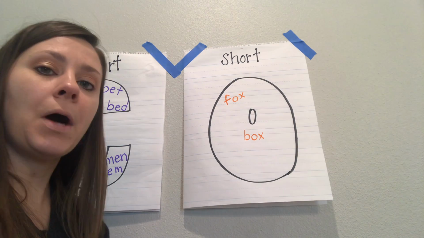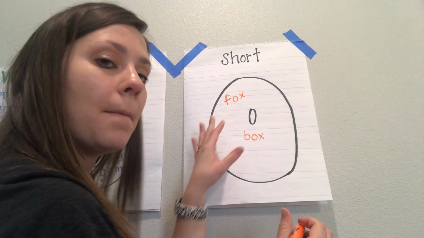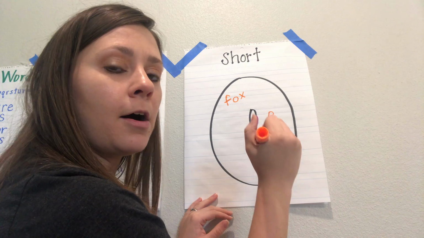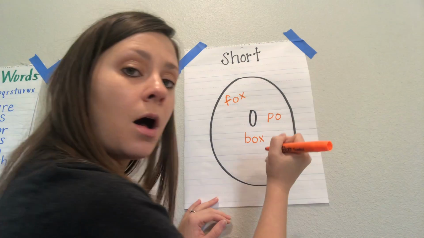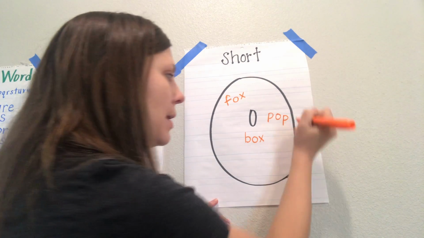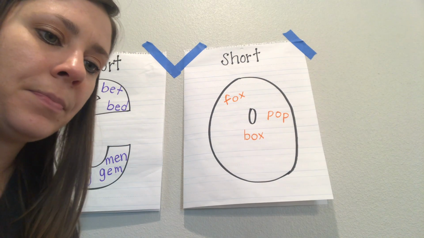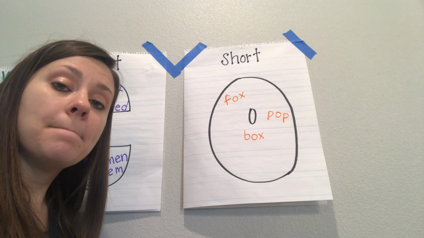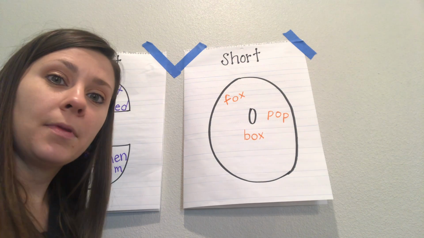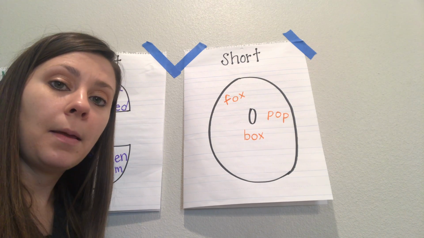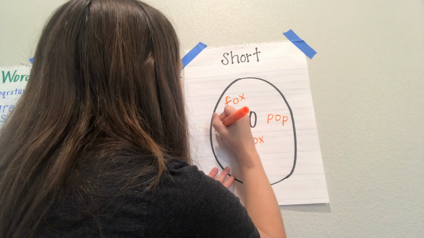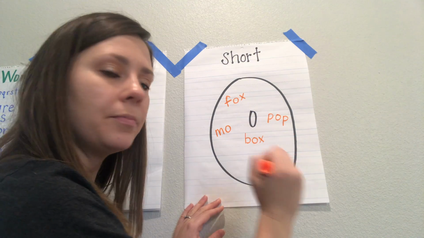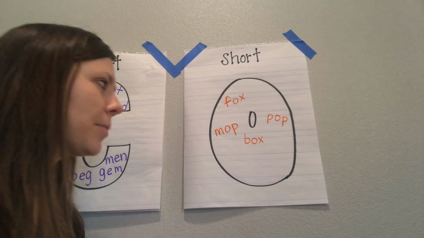What about pop? Pop. P, p, p. What's that vowel sound there? O. Op. P. P-O-P. Pop. Okay, next. How about mop? Mop. What's the beginning sound of mop? M. O. Op. P. M-O-P. Mop.